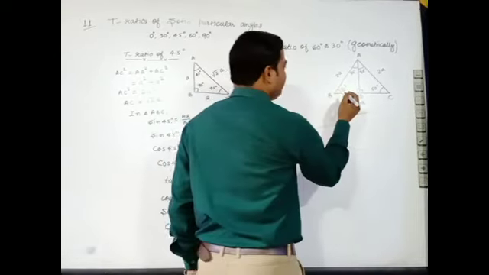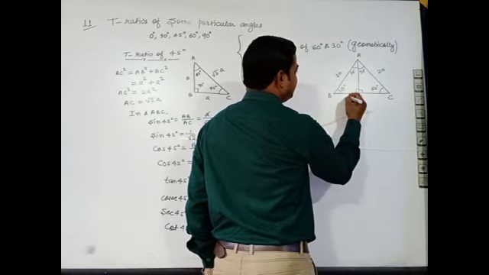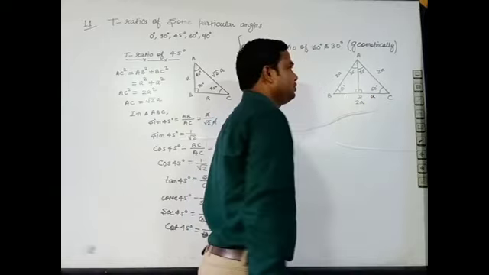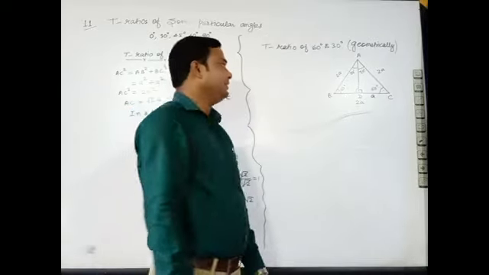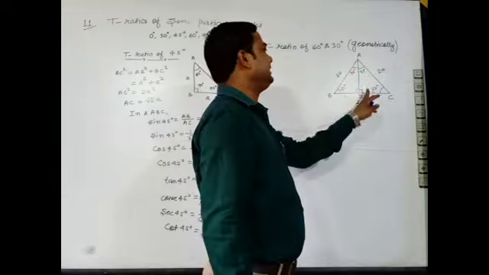Now here perpendicular BD equals DC. Then this one is also A, and this one is also A. Now we have to calculate AD.